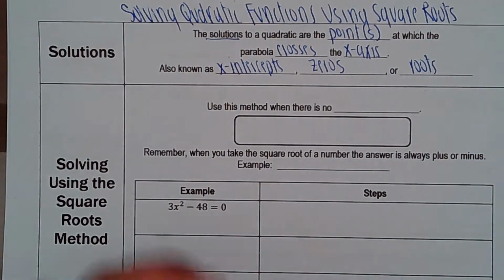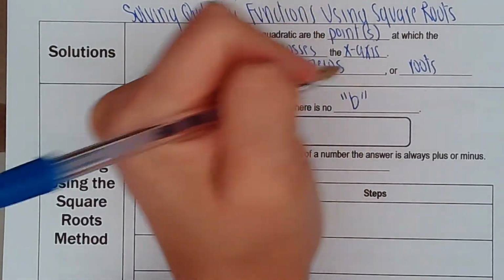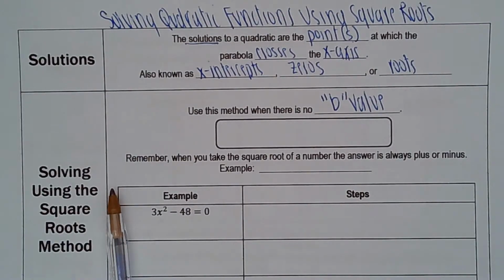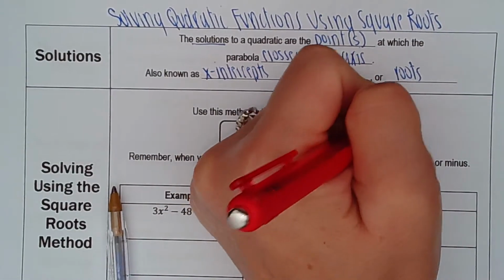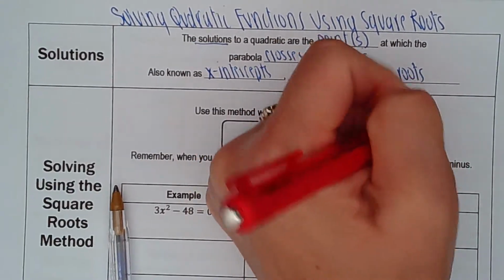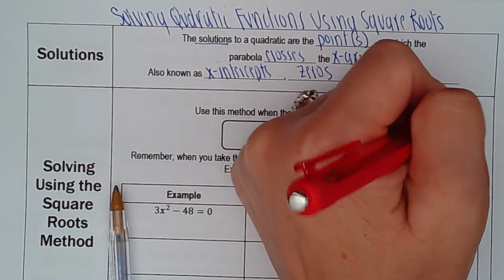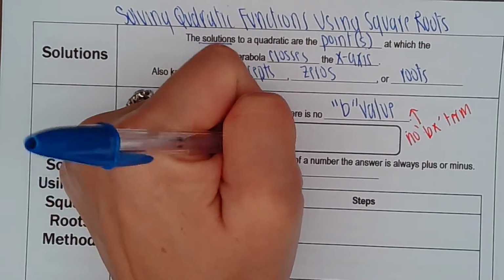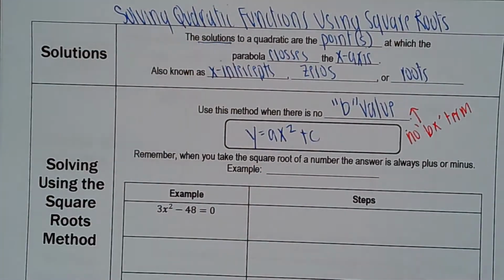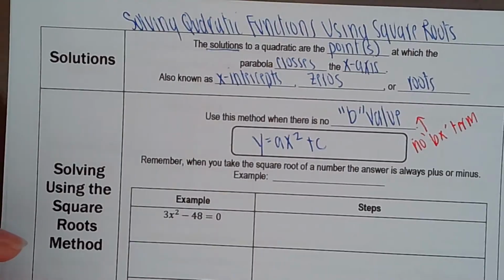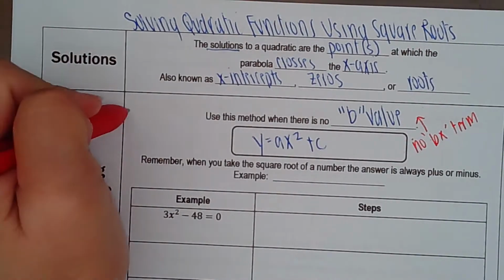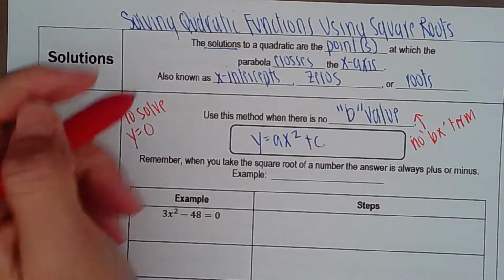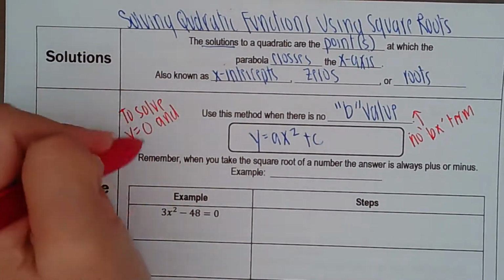So you're going to use this method when there's no b value. If you think back to the quadratic function, that would be the bx term. So no bx term. It's going to look something like this. So it'd be y equals ax squared plus c. That's what it'll look like. It won't have a bx term in the middle. So to solve, set y equal to 0 and solve for x.